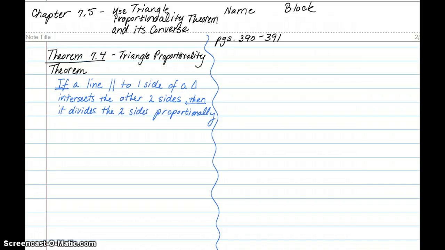This is chapter 7.5. Use the triangle proportionality theorem and its converse. Your assignment will be pages 390 to 391. I'll give you the problems at the end.